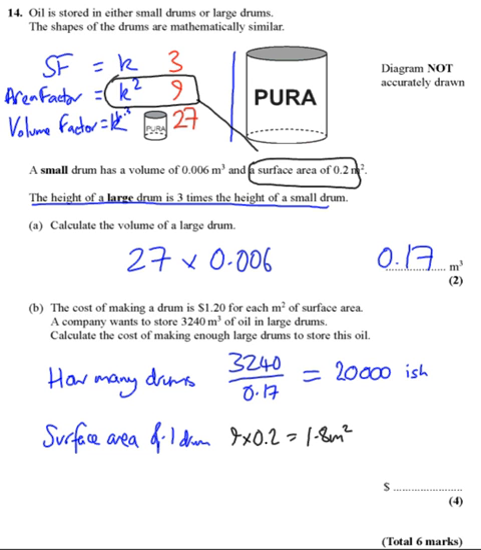So it means the surface area of all our drums is going to be whatever the answer for the first bit is, 20,000-ish times 1.8. So it's going to be about 36,000. And then once we know the total surface area of all the drums we need to store the oil, we do the cost, which is going to be that times $1.20. And that gives us our final answer.